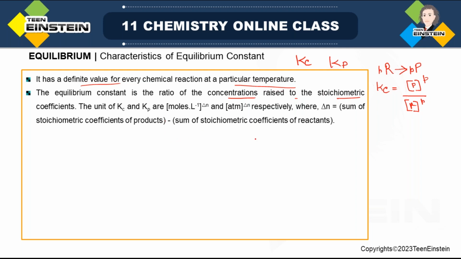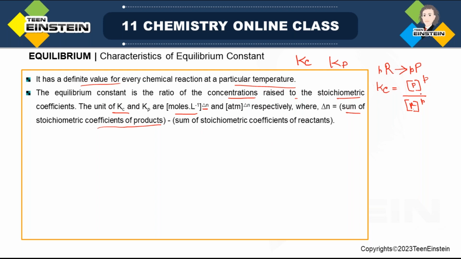It is moles per liter, and concentration of R is also moles per liter. So here see how the units are expressed. The unit of Kc is moles per liter, but don't forget this del N. Now del N means sum of stoichiometric coefficient of product minus sum of stoichiometric coefficient of reactant.